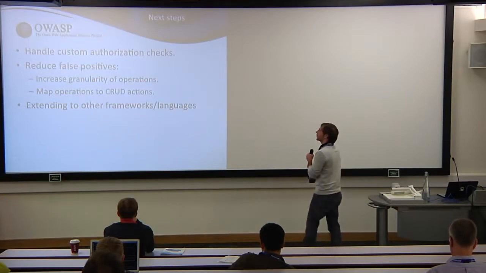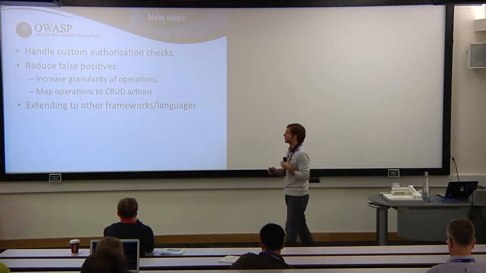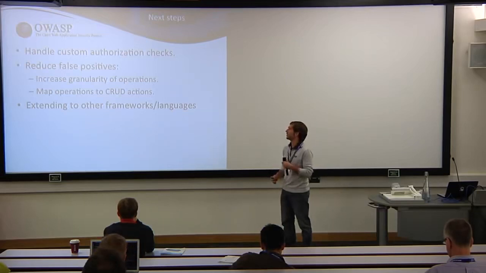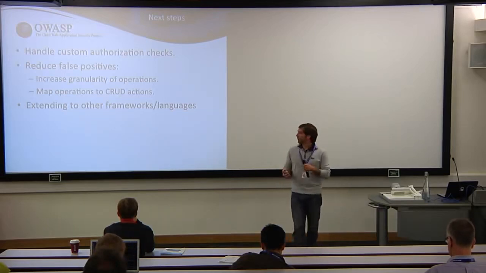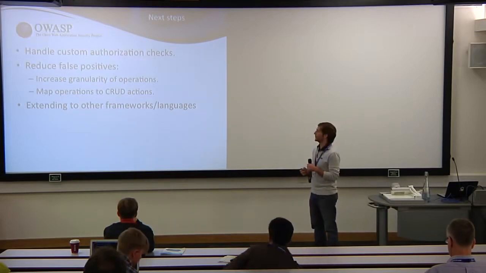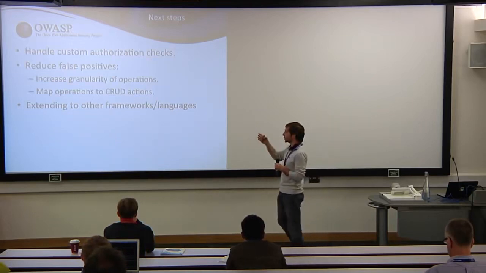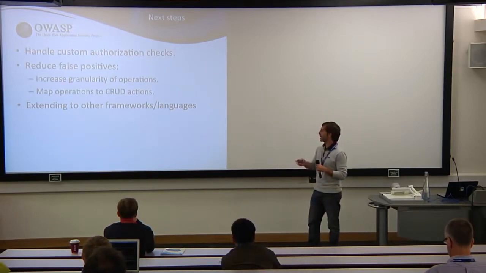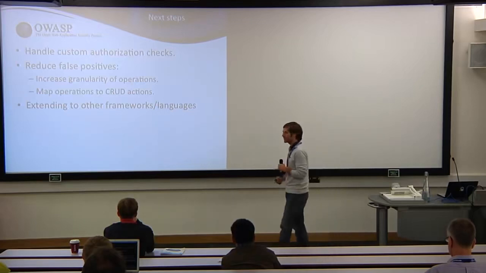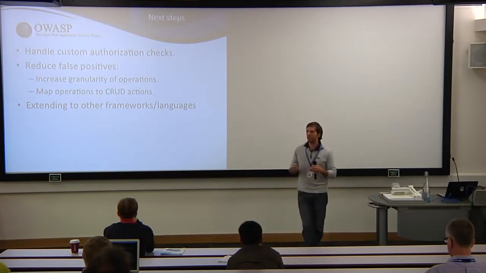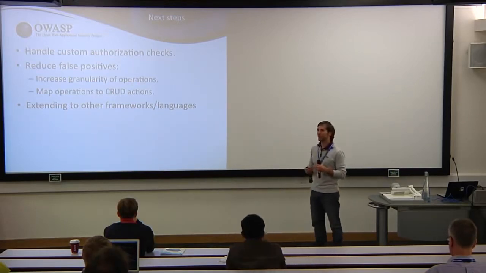Next step, we want to work on custom authorization checks, because many frameworks implement their own stack or their own libraries for authorization checks. Another area where we can improve is reducing the false positives, so things like mapping the operations to CRUD actions, like I explained before, or increasing the granularity of the operations. Also extending to other frameworks, other languages like .NET, or other frameworks like, I don't know. By the way, I don't know if you know more Java authorization frameworks apart from Spring Security, Apache Shiro.